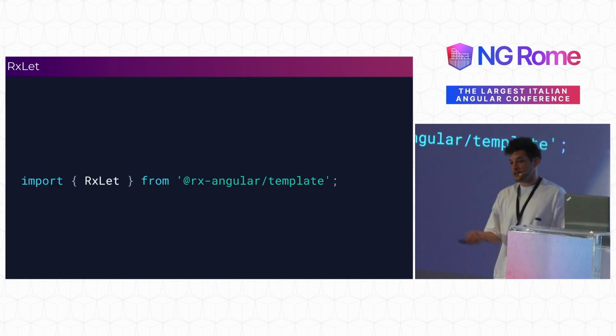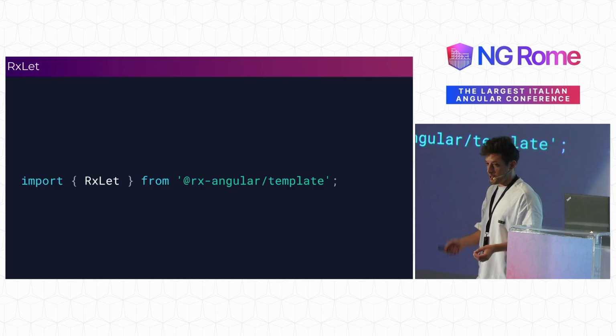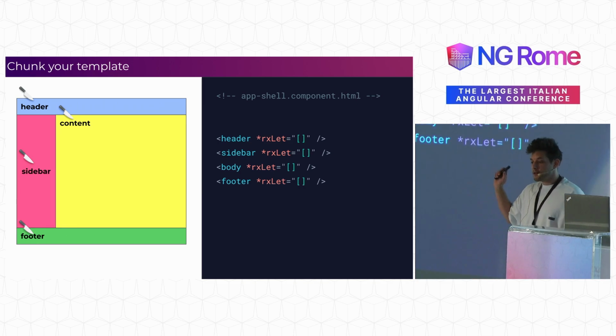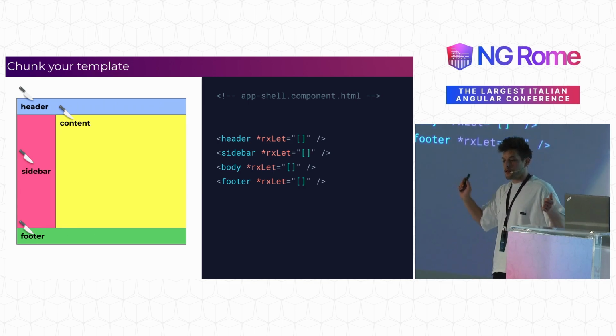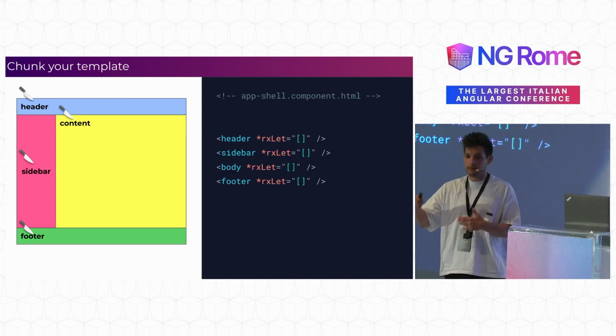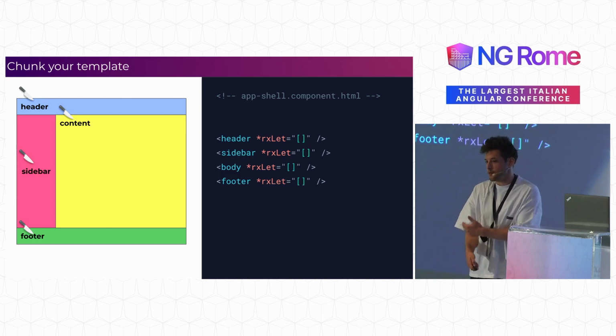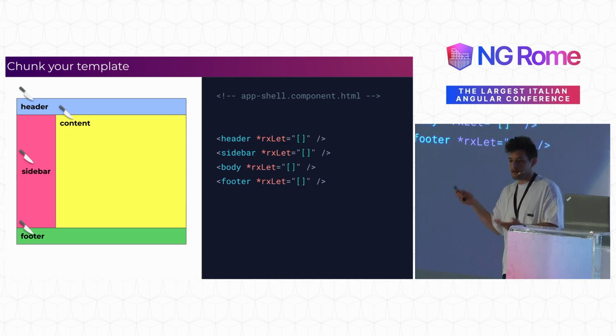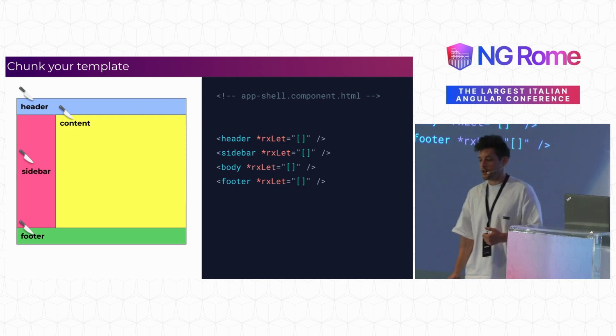Super straightforward. You just import RxLet from the Rx Angular template package. Go ahead to your template file and apply the structural directive rxLet. In this case, it's an empty input. Of course, if you want to pass some state, an observable in this case, or a signal, also possible, you can just assign some state. In this case, it's just empty, just for the chunking.